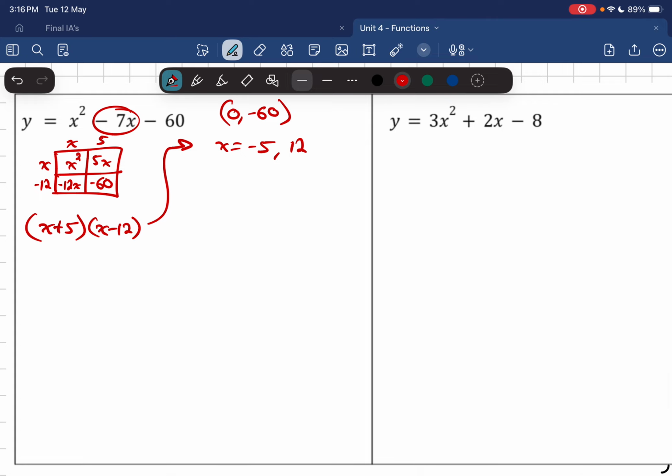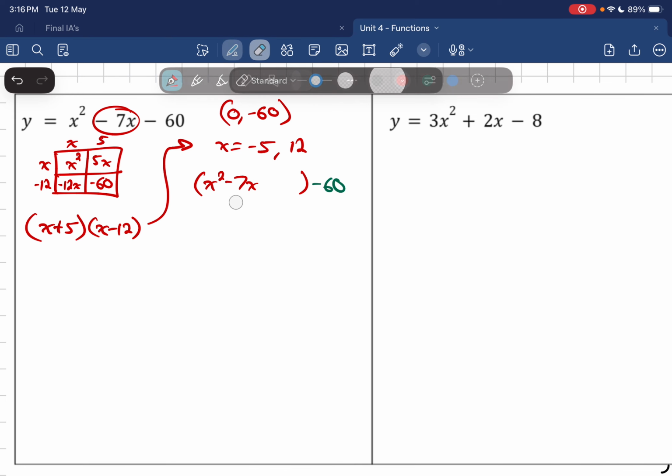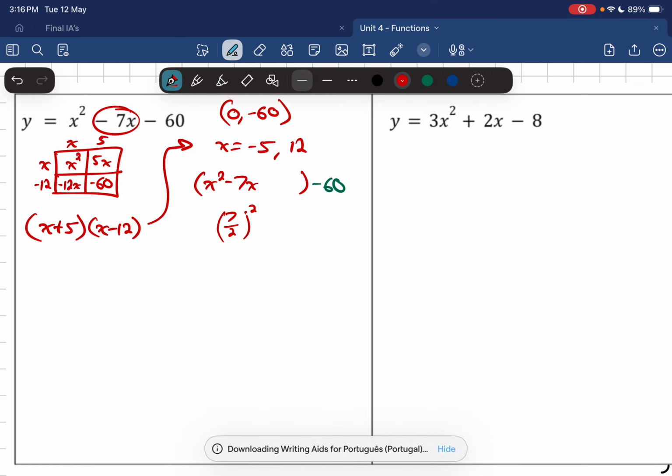So I'm going to write x squared minus 7x, and I'm just going to move my -60 off to the side here. I don't need that just yet. I take my 7x, and I do two things to this 7. I'm going to divide it by 2, so 7 divided by 2, and then I'm going to square that. That would be 7 divided by 2 squared, which gives me 49 over 4. So I'm going to add 49 over 4, but because I did that, I also have to subtract 49 over 4 on the outside.